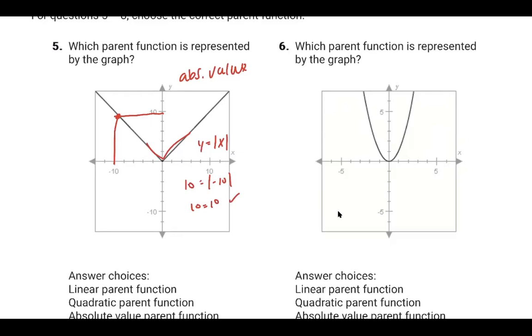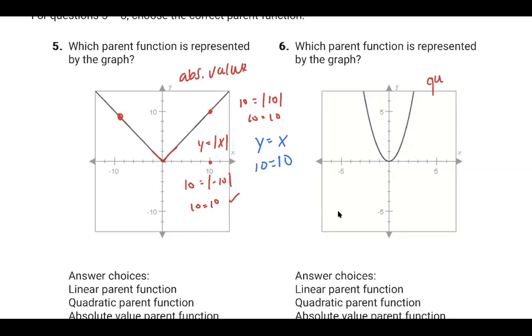But you also have to be careful. You might want to check multiple points on both sides here, because you have to make sure you're not overlapping some of them. For example, if I picked 10, 10, so 10 is equal to the absolute value of 10, well, great, we know that. But that would also work for a linear line. So the difference really comes in looking at both sides of this graph and knowing that V shape is the absolute value.